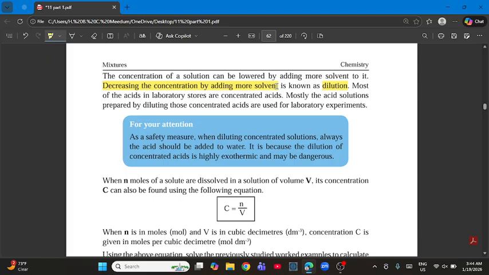Mostly the acid solutions prepared by diluting those concentrated acids are used for laboratory experiments. For your attention, as a safety measure, when diluting concentrated solutions, always the acid should be added to water.